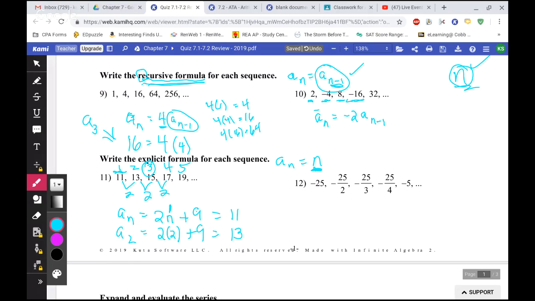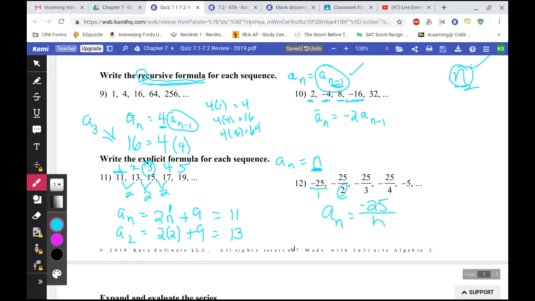Okay. All right. So like on number 12, this technically would be like over 1, but obviously negative 25 over 1 reduced is negative 25. So this is really a sub n with negative 25 over n, because the first term is 1, 2.